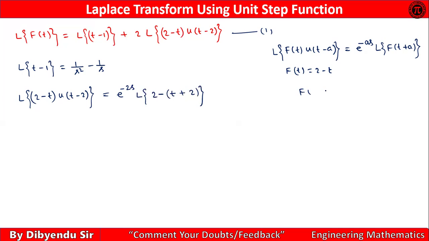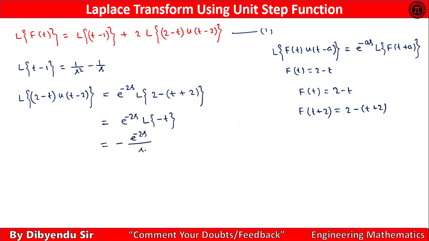If f of t equals 2 minus t, so what will be f of t plus 2? That means 2 minus t plus 2. Yes, I have written this. Okay, so you are getting e to the power minus 2s into Laplace of this, the 2 cancelled, so you are getting Laplace of minus t. So minus is out, so minus e to the power minus 2s, and Laplace of t is equal to 1 by s square.